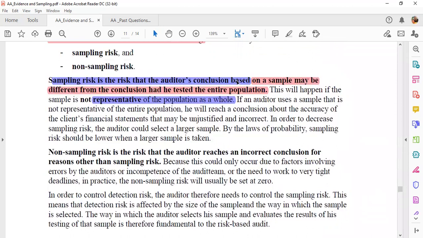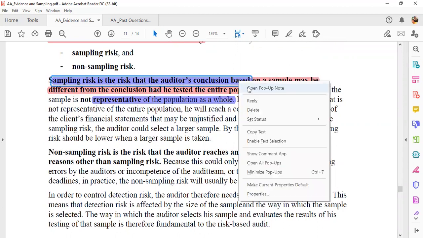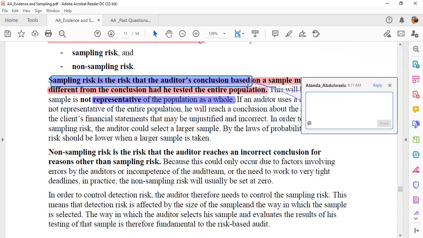Let me also tell you, sampling risk can lead to two wrong conclusions. Sampling risk is the risk that the auditor's conclusion based on the sample may be different from the conclusion if the entire population is checked. Let's say, for example, the entire population is 1,000, and I decide to check 800. The risk I face as a result of not checking the entire 1,000 is what we call sampling risk.